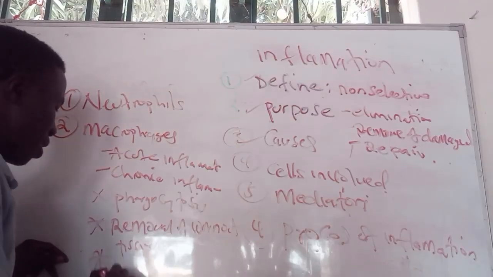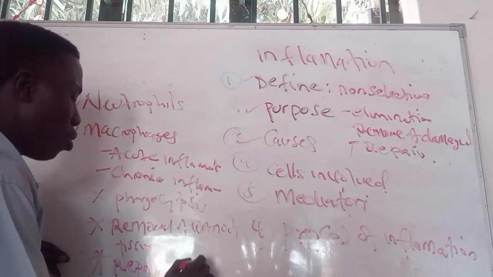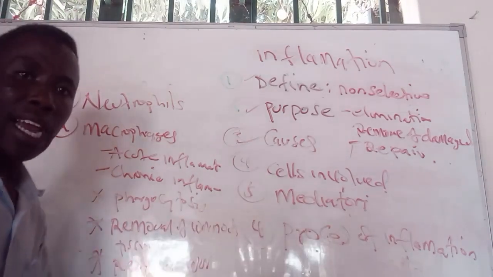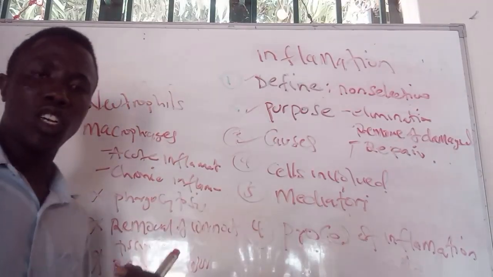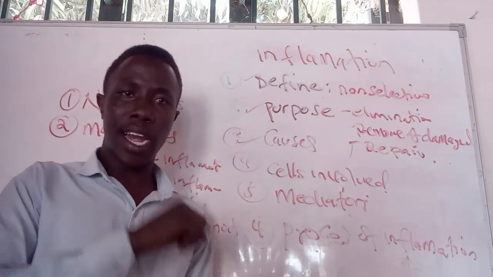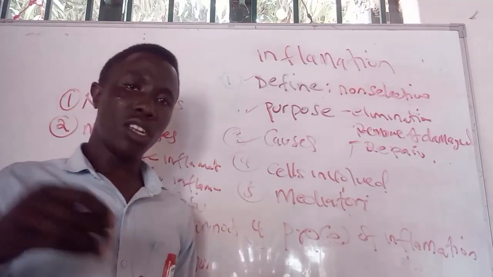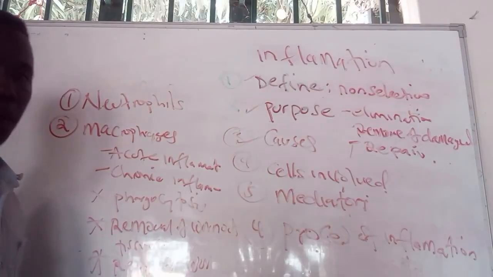So they help in repair of worn out tissue. They remove the worn out tissues and they help in the repair of those worn out tissues. How? Because they help in the coordination of the growth factors that are necessary for this repair process to be initiated. That is one of the bigger advantages of these macrophages.